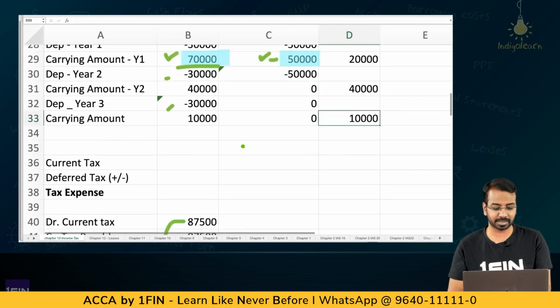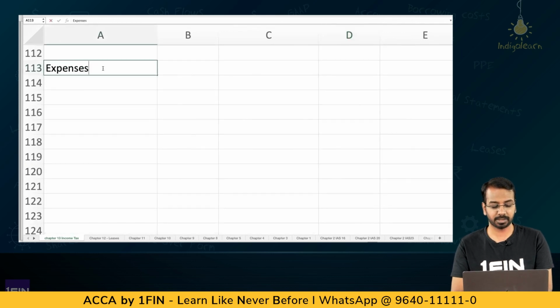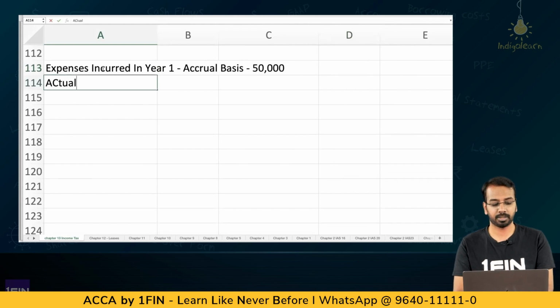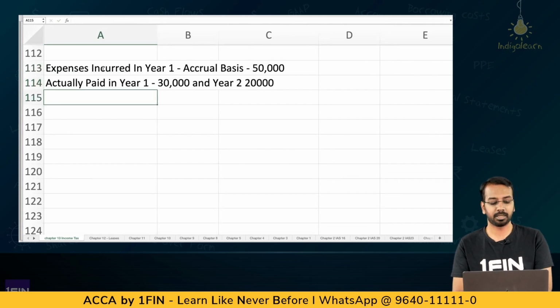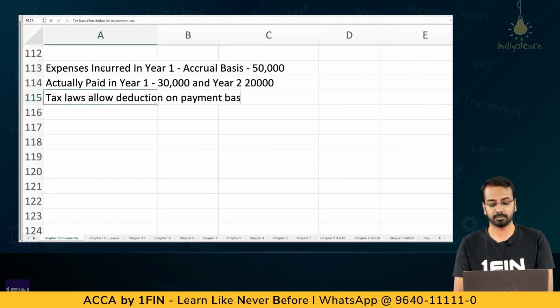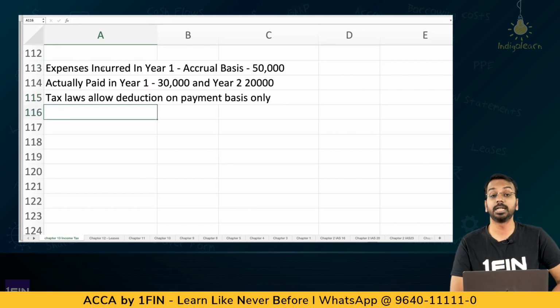Right? Same way, if I extend that to, let us say, expenses incurred in year 1 on accrual basis, 50,000. Actually paid: year 1, 30,000, and year 2, 20,000, right? Tax law allows deduction on payment basis only. Tax law allows deduction on payment basis only.